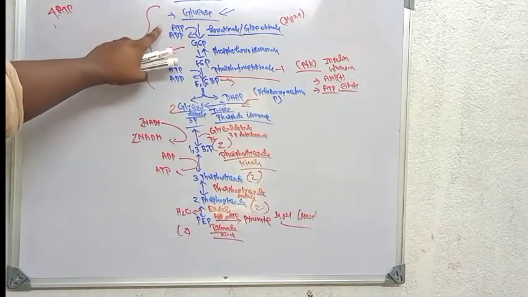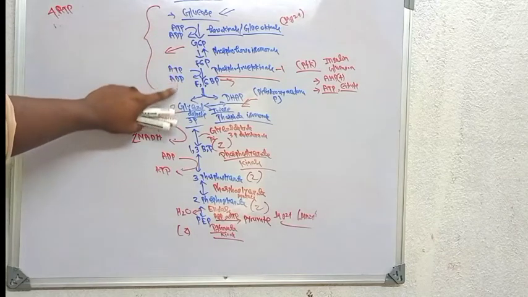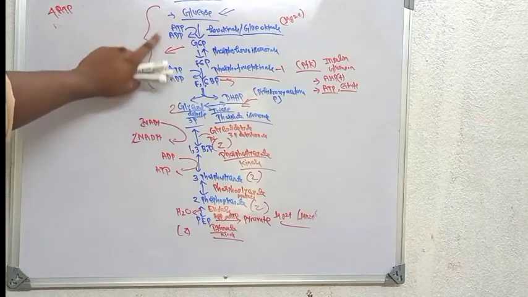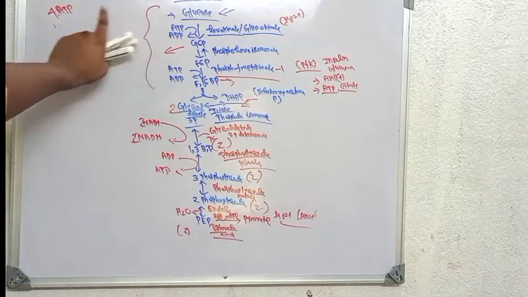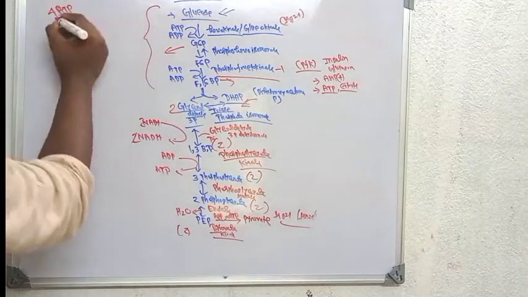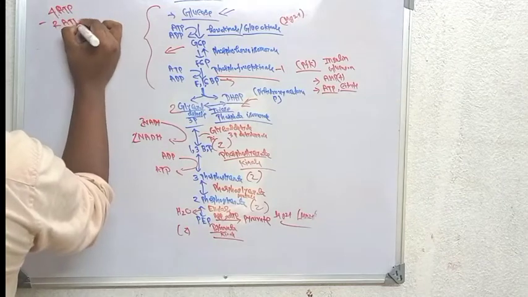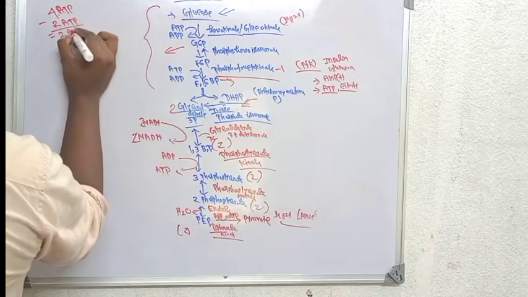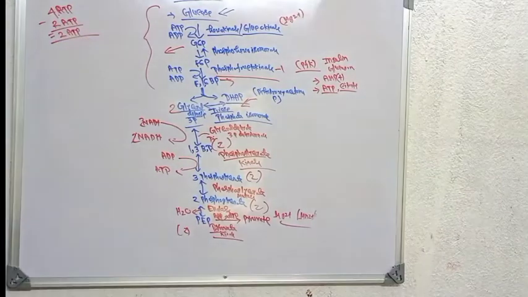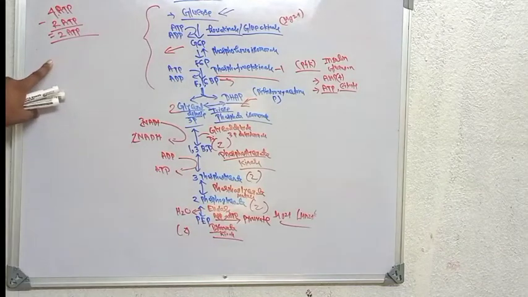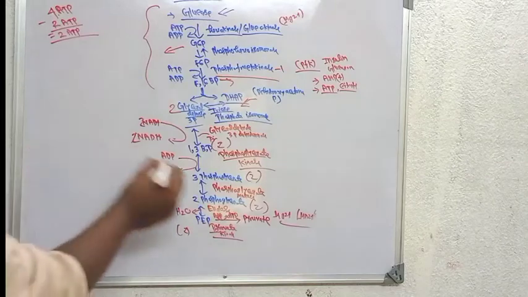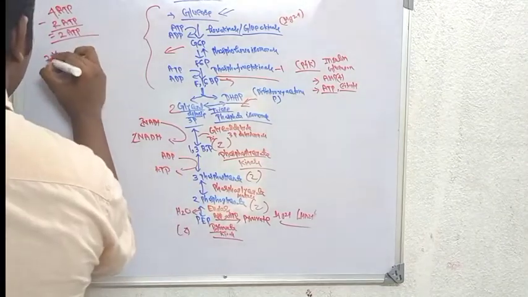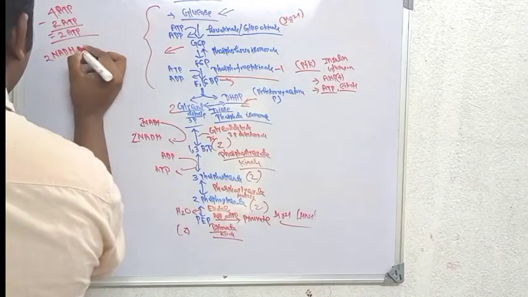Remember, 2 ATP were first used in the first and third reactions of the glycolytic pathway. So 4 ATP minus 2 ATP, ultimately 2 ATP. So one glycolysis gives 2 ATP, but the story is not yet completed. 2 NADH will also be formed.